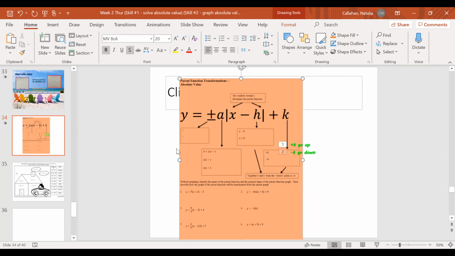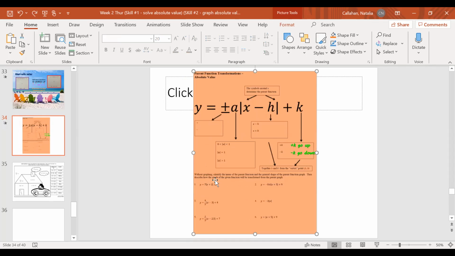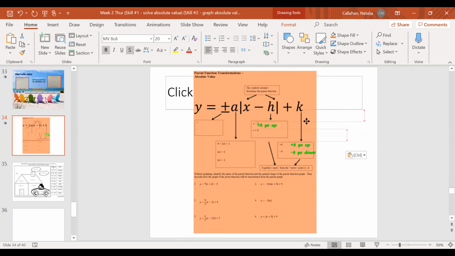Okay, then we're going to talk about how do we go about moving left to right. So this is where it comes over here. Okay, if it's a negative H, you go to the right. I know you want to go to the left, but it's actually to the right because it is opposite. And of course, if you have a positive H, you go to the left.